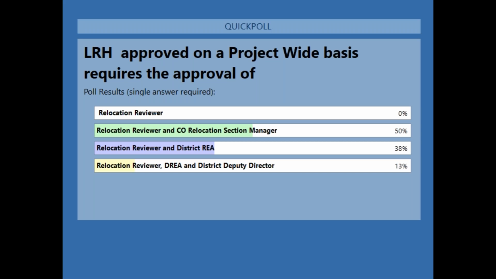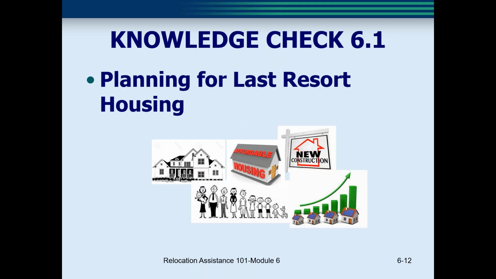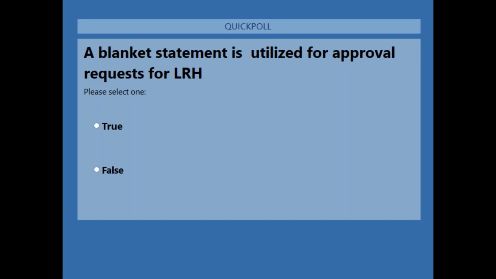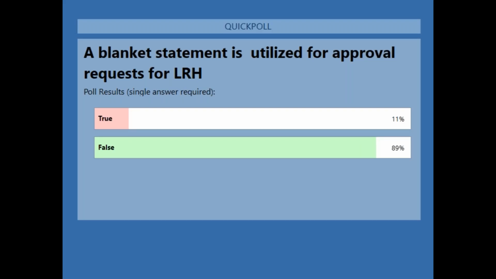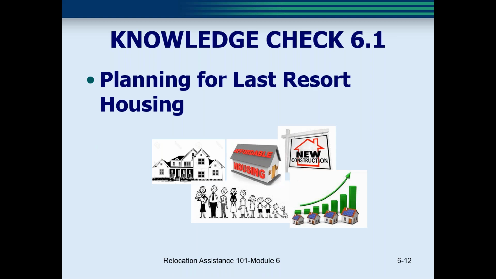So question number two. A blanket statement is utilized for approval requests for last resort housing. Is that true or false? Okay, that is definitely false, because not only can you not have a blanket statement, you're also going to provide a lot of documentation and support.